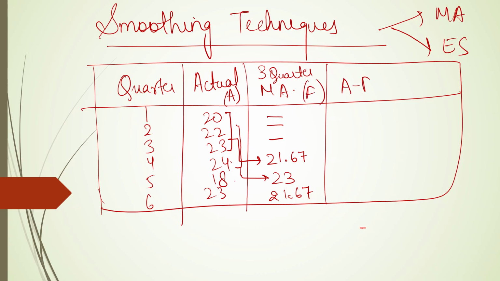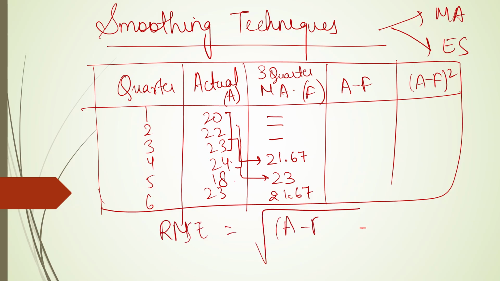You have to calculate A minus F and A minus F square. Why will you calculate this? It is for your RMSE value. Your formula of RMSE is under root summation A minus F square upon N. What will be the value of N here? We forgot to add a summation sign. N will be 6.